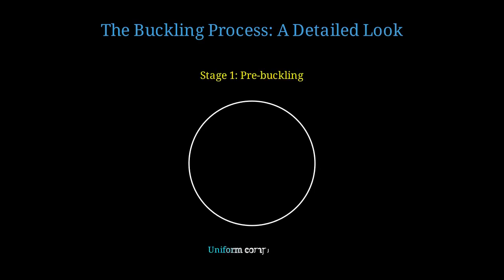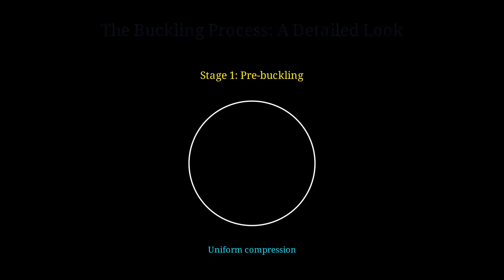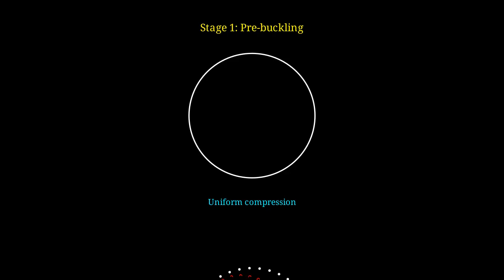Stage 1 is pre-buckling. The capsule undergoes uniform compression. The shell remains spherical, and the deformation is purely membrane stretching with no bending. Stage 2 is buckling initiation. Small perturbations grow unstably. Here we see a mode n equals 3 perturbation developing. The shell is no longer perfectly spherical.